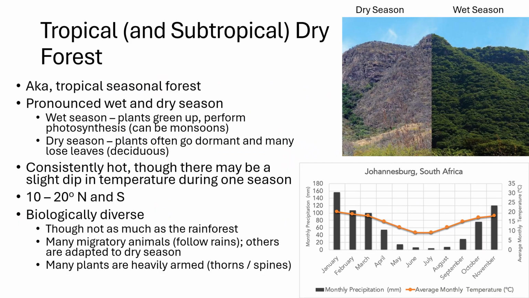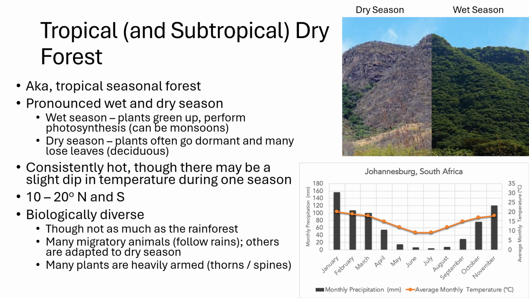Next, we're getting into tropical dry forests. These are also called tropical seasonal forests, where there is a very pronounced wet and dry season. The wet season is usually not as wet as in a rainforest, and the dry season is often bone dry, where no drop of rain falls. Sometimes there's a little bit of rain, you see that in the climatograph in the bottom right, but a lot of the time, there's no rain that falls.